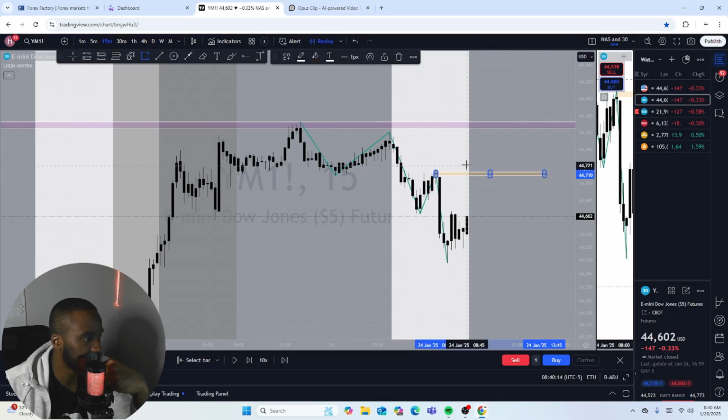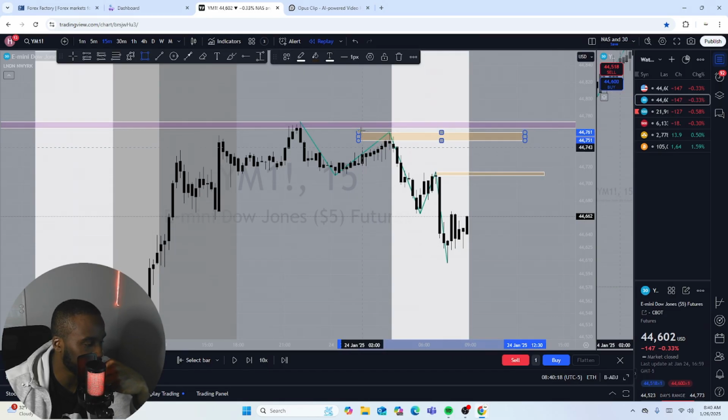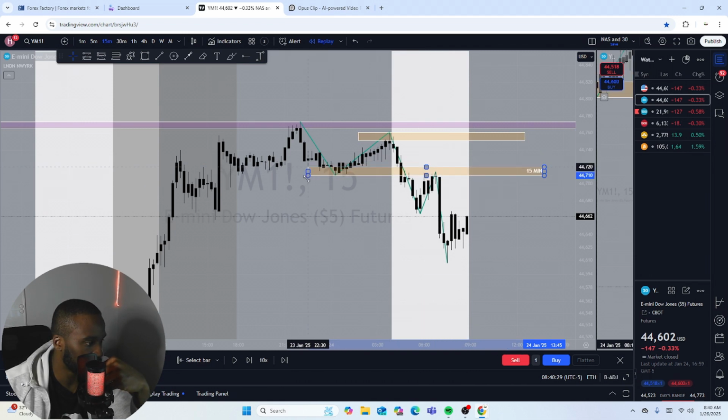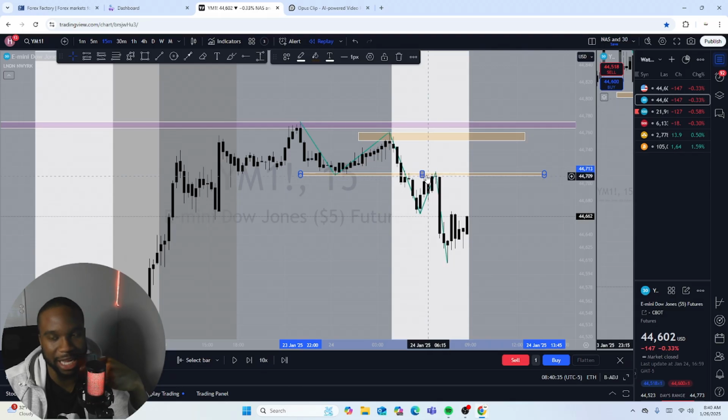Let's make that a 15-minute candle. Boom, structure right there. 15-minute area of interest. You can see that this 15-minute area of interest, they line up. So if I drag that across, you can see how the low and the previous high is connected.